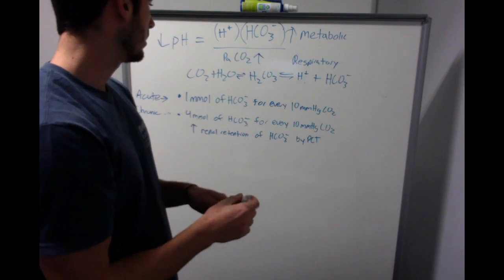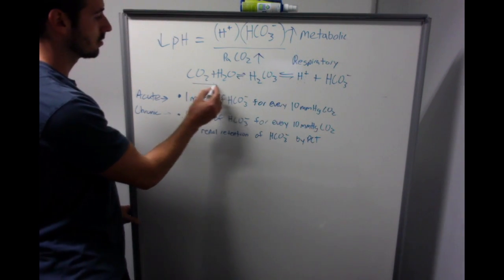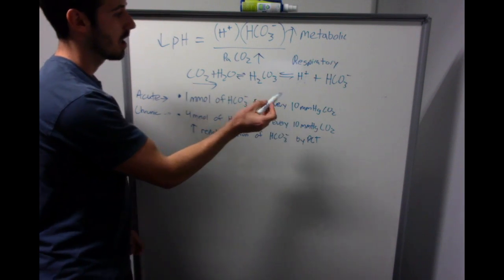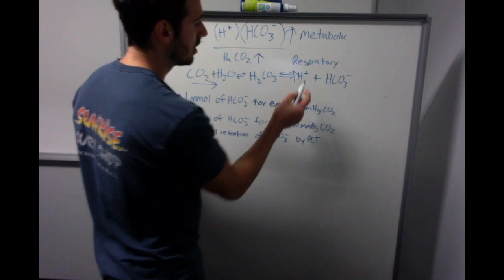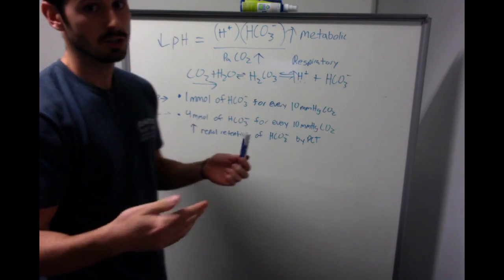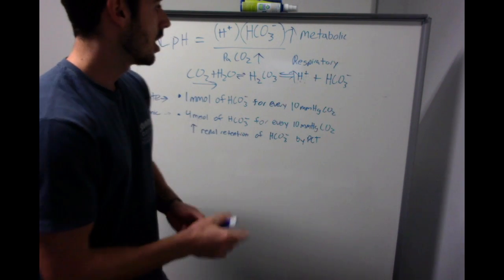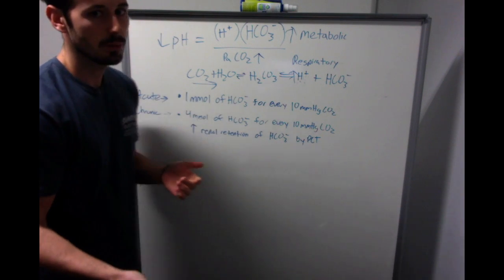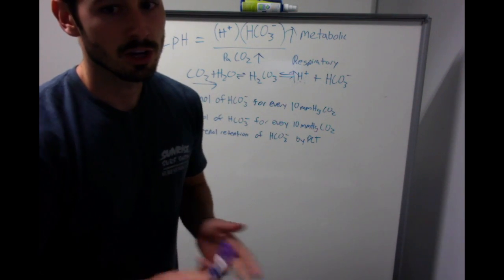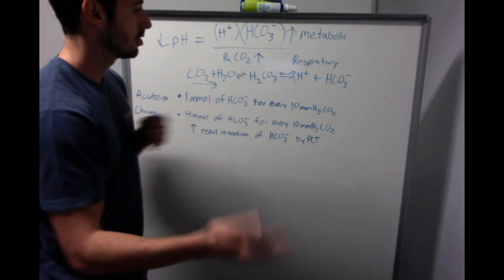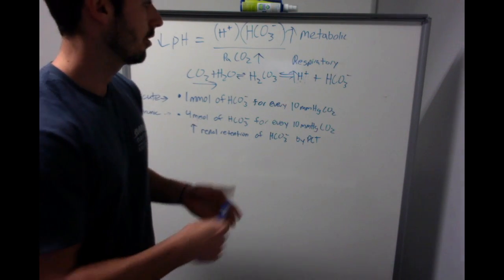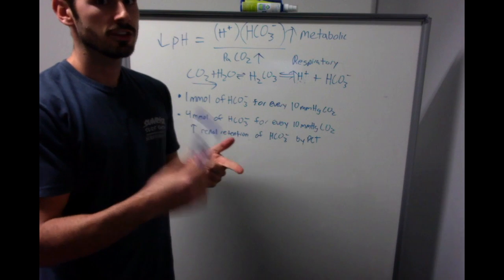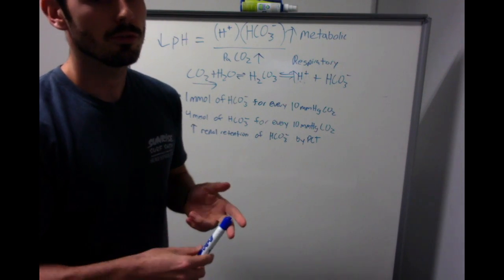So immediately, though, the increased CO2 is going to shift this equation to the right, and that shift is going to lead to more hydrogen ions. And these hydrogen ions are what actually decrease the blood pH. And those are going to be picked up primarily by red blood cells and intracellular proteins that work to maintain the blood's homeostatic pH of 7.35 to 7.45.